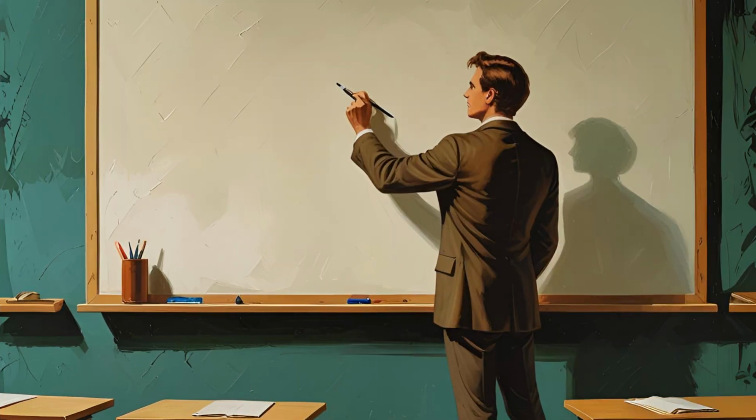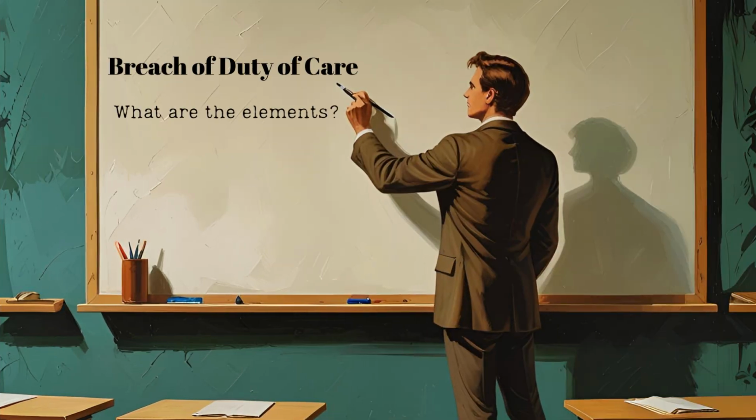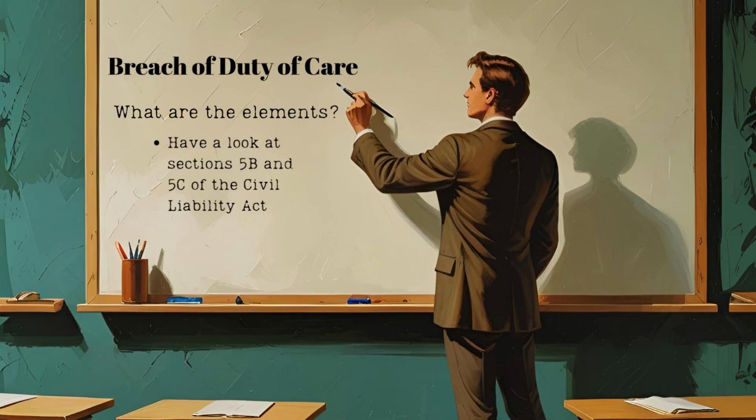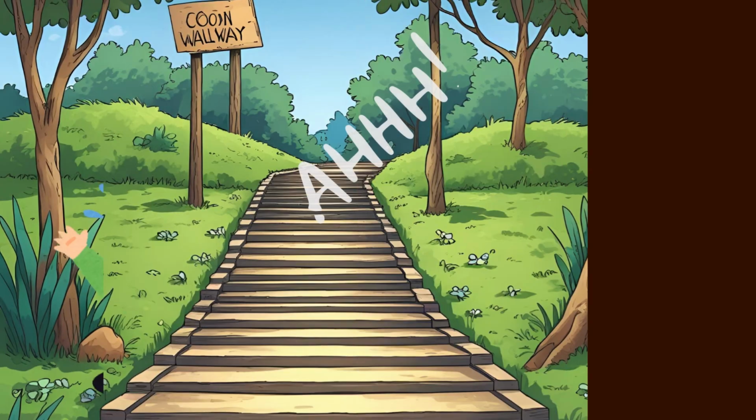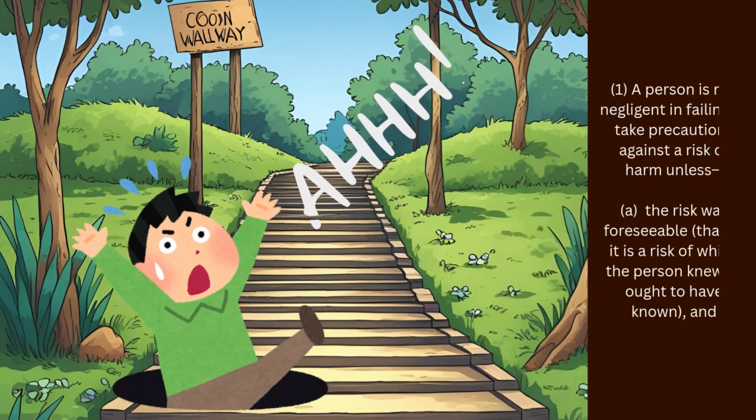So, now that we've explored what duty of care actually is, let's have a look at the elements in determining a breach. In establishing a breach, we must look at the statutory authority, the Civil Liability Act 2002, New South Wales. More specifically, Sections 5B and 5C. Section 5B, subsection 1, outlines the general principles in determining whether a person has breached their duty of care. Firstly, the plaintiff needs to prove that the risk of harm was foreseeable.